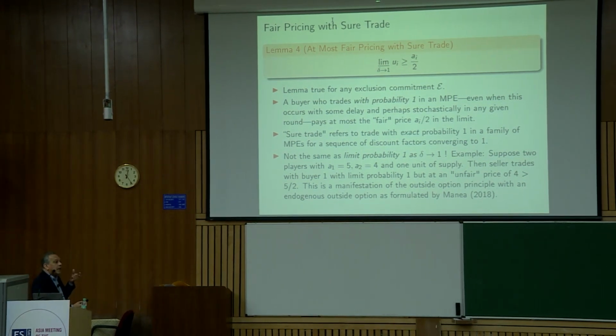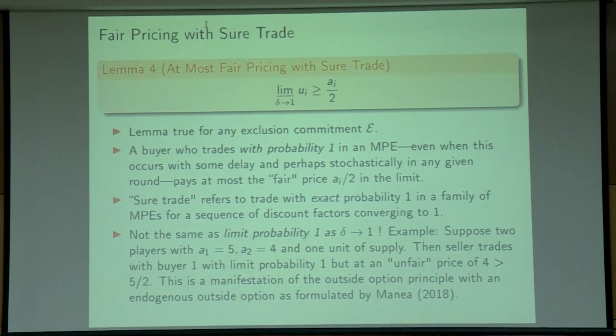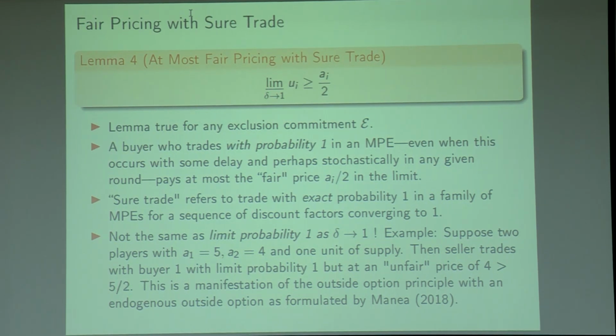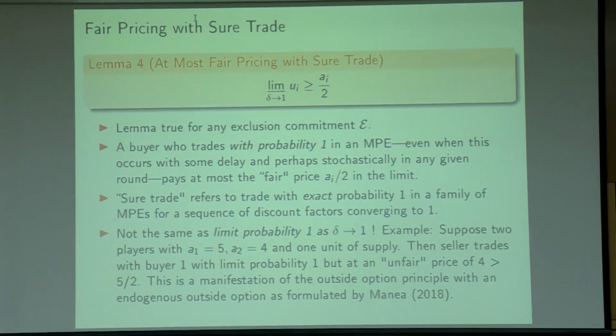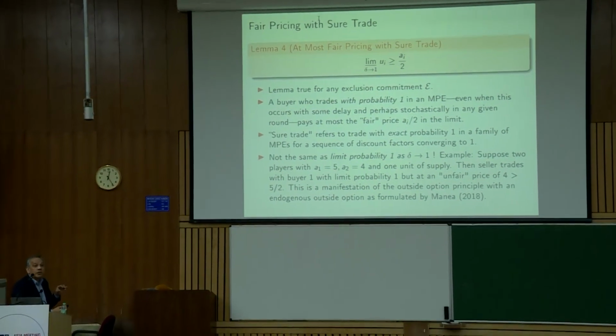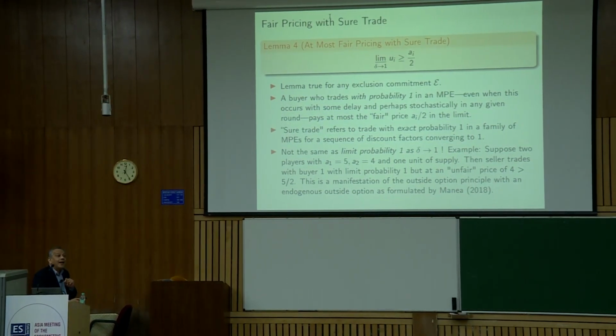There is a converse to the result that a buyer has to pay at least fair prices. The converse is that if a buyer in an MPE is assured of trade with probability 1, so a buyer need not fear exclusion by the seller in a given MPE for any stochastic sequences of moves and choices by the seller, then that buyer is in a pretty good position. A lower bound on their possible payoffs is an equal split, and we also know it's an upper bound. So a buyer who is confident of being served has a payoff in the limit that's equal to half their valuation.